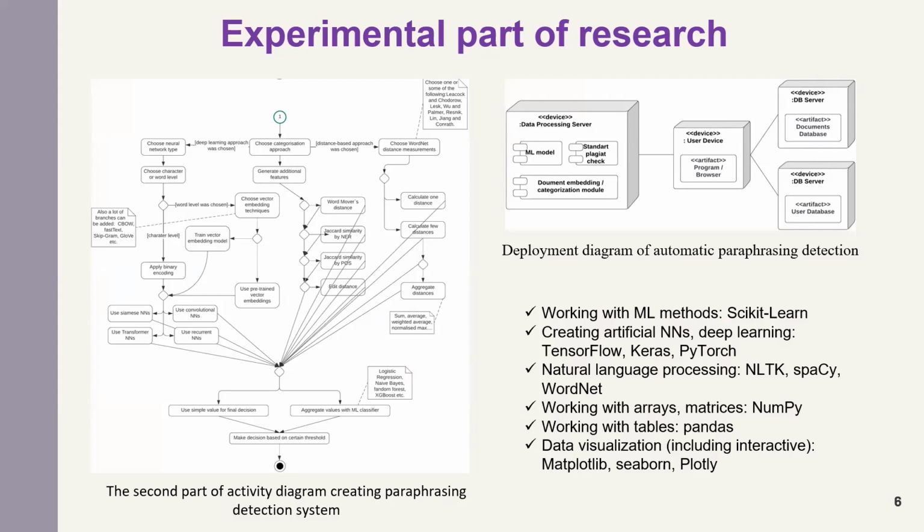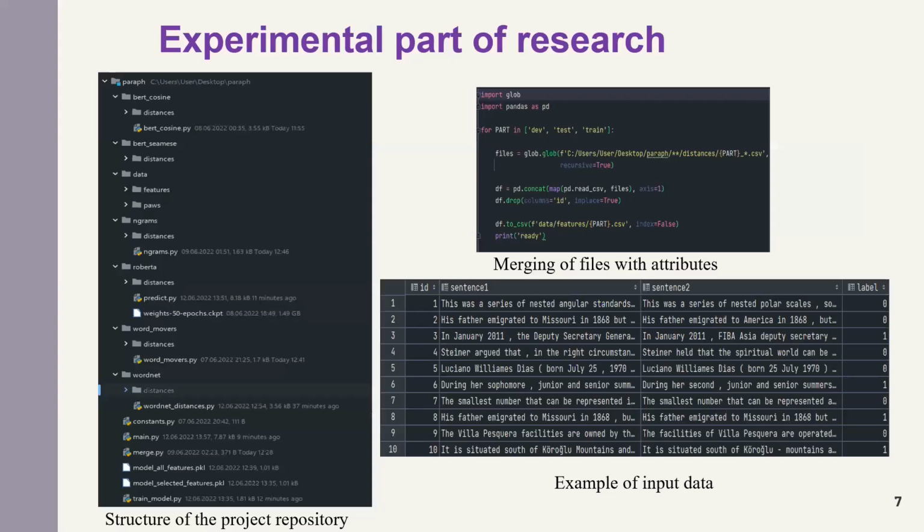With the help of the sequence diagram, we can show the temporal aspects of the interaction of system components. The activity diagram is divided into 2 parts, and the developer faces all possible methods and combinations. On this slide, you can see some part of our experimental work: the structure of the project repository that can be downloaded and investigated, and files and an example of input data.